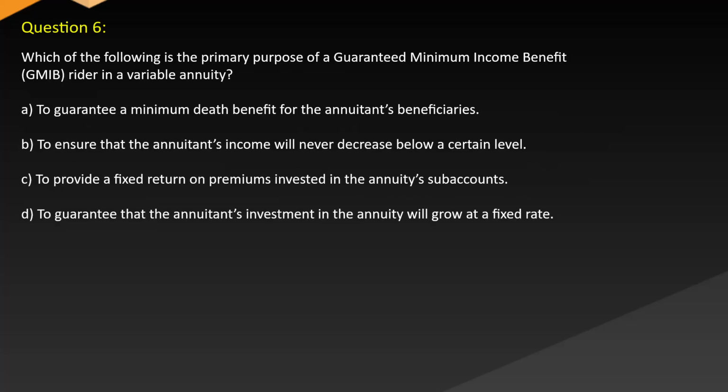Question 6. Which of the following is the primary purpose of a guaranteed minimum income benefit (GMIB) rider in a variable annuity? A. To guarantee a minimum death benefit for the annuitant's beneficiaries. B. To ensure that the annuitant's income will never decrease below a certain level. C. To provide a fixed return on premiums invested in the annuity's subaccounts. D. To guarantee that the annuitant's investment in the annuity will grow at a fixed rate.